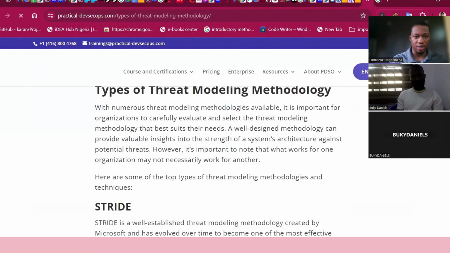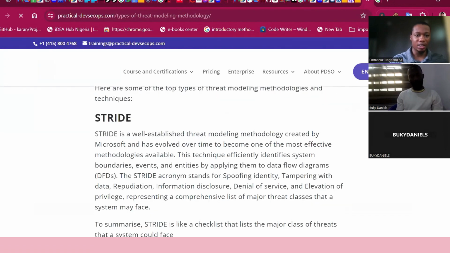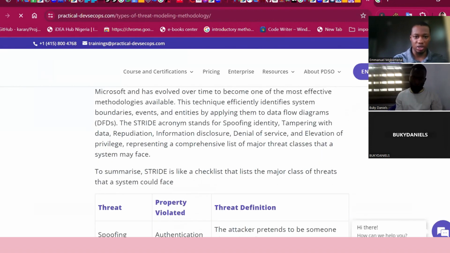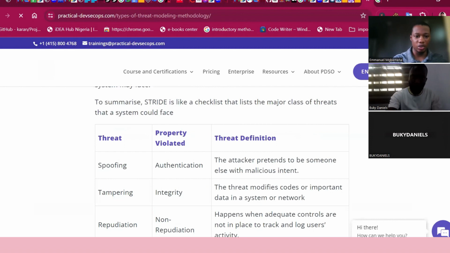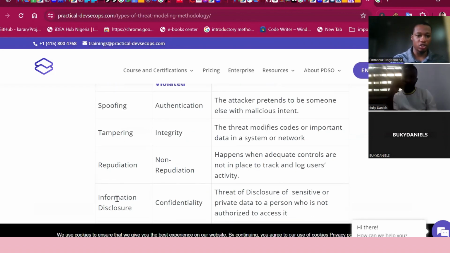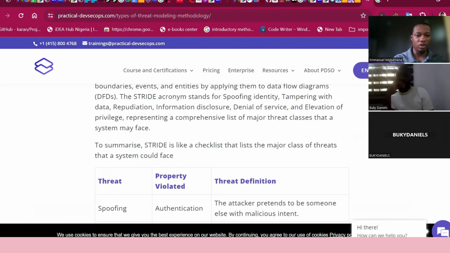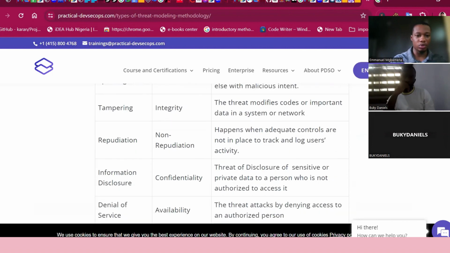Yeah, so there's STRIDE. STRIDE is a well-established threat modeling methodology created by Microsoft. Okay, so it's Microsoft that created this STRIDE. So the meaning is spoofing, tampering, repudiation, information disclosure, and also denial of service. So you are going to check, is spoofing possible, is tampering possible, is repudiation possible, is information disclosure possible. So based on this, that's how you do your rating.